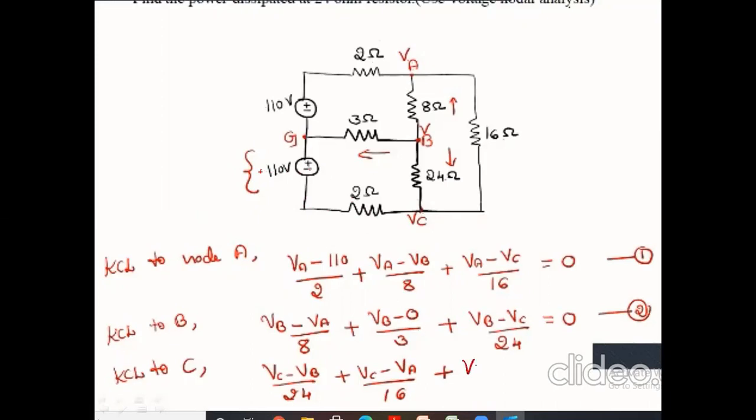Okay, I'll write the same: VC plus 110 divided by 2 is equal to 0. This becomes your third equation. Hope you understood now.